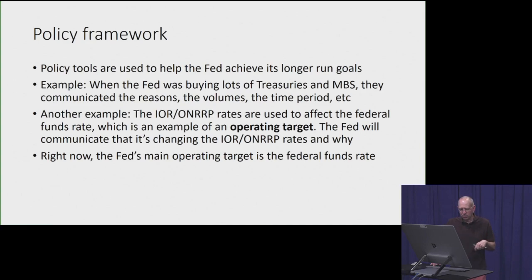In another example, the interest on reserve and the ONRP rates, these two rates are used to control or to influence the federal funds rate. And the federal funds rate, it turns out, is an example of what's called an operating target. And so the Fed will communicate that it's changing its target rates for the IOR and the ONRP and explain why they're doing it. And right now, just for the sake of clarity, the Fed's main operating target, the one they're most focused on average, is the federal funds rate.